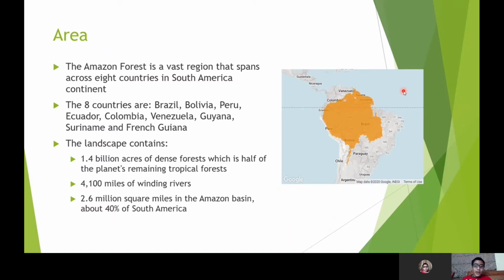4,100 miles of winding rivers, 2.6 million square miles in the Amazon basin, about 40% of South America. As you can see in this map, the orange part is the Amazon basin, which is about 40% of the Amazon forest.